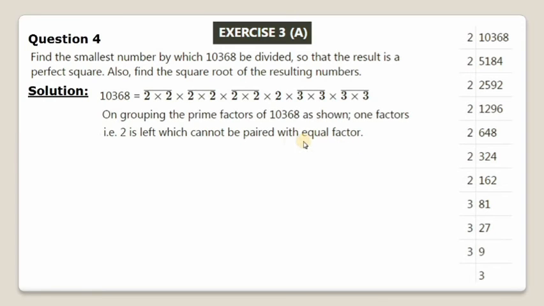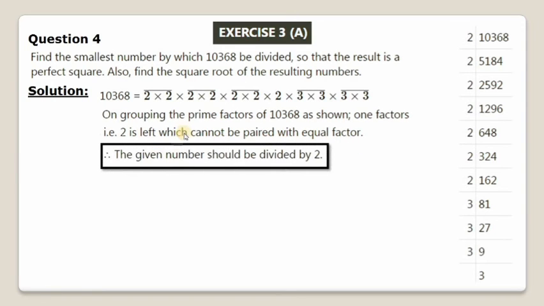Okay, so that's why we say that if you want to make this number a perfect square, you have to divide it by this particular number, that is 2. Now the question says also find the square root of the resulting number. That means when you divide this particular number by 2, you need to find the square root of that number. That is, divide this by 2 and find its square root.